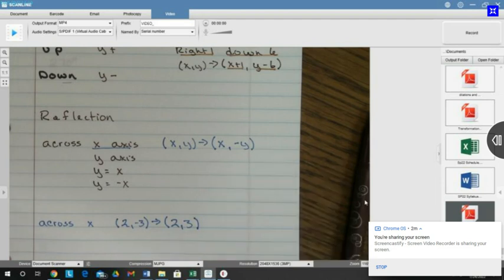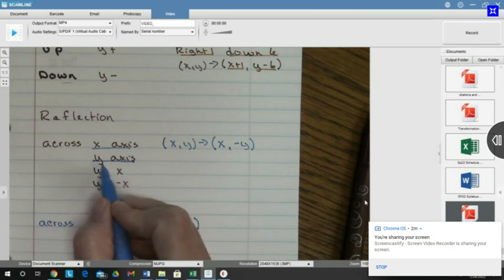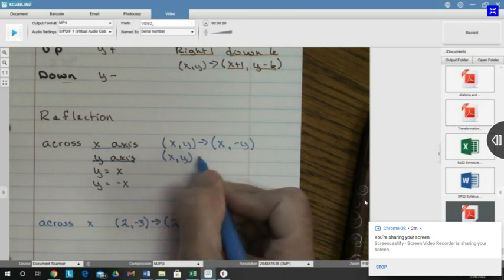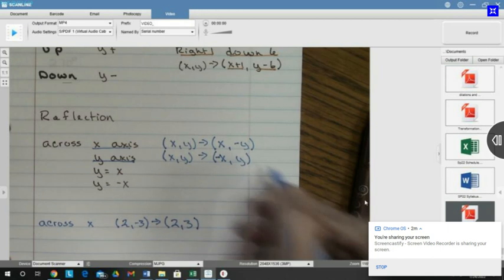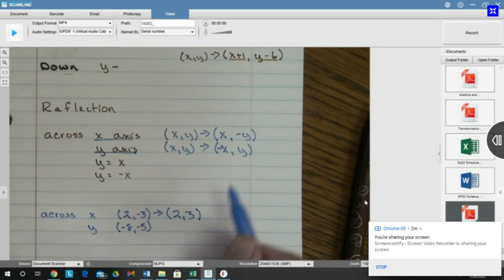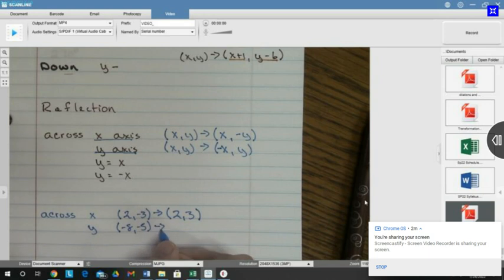Okay, same thing if I'm going across y. Whoever you're going to go across, that's who stays the same. So the coordinate xy goes to the opposite of x, y stays the same. So if I'm going across y and I've got negative 8, negative 5, going across y, y stays the same, opposite of x. So negative 8, negative 5 goes to 8, negative 5.